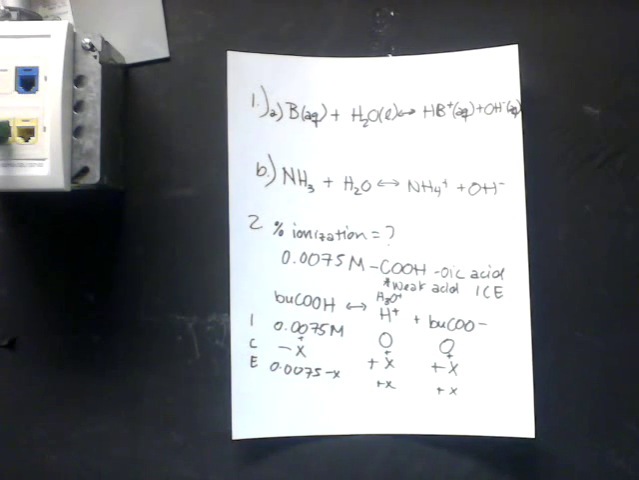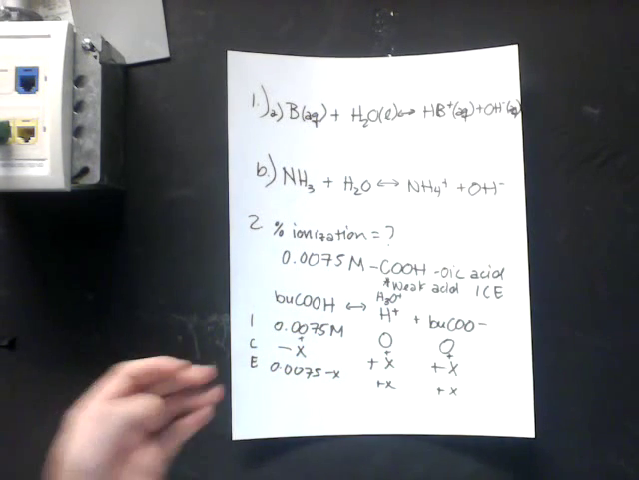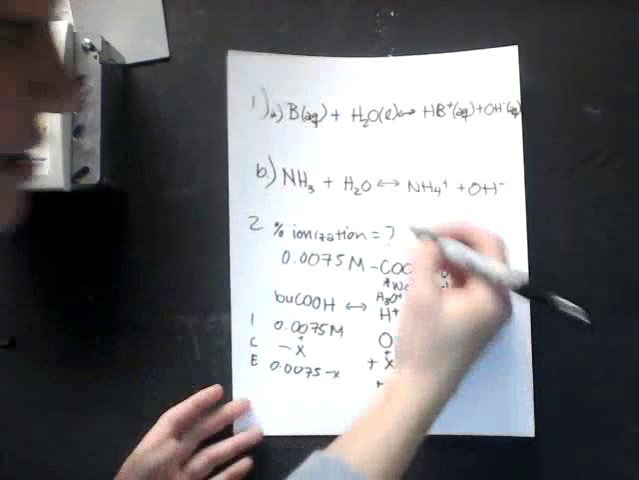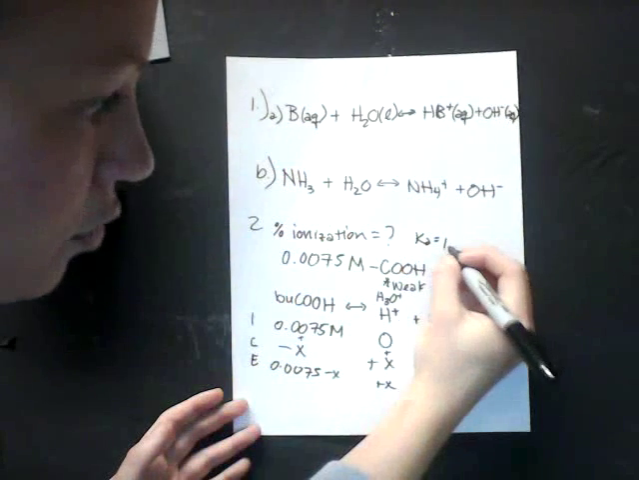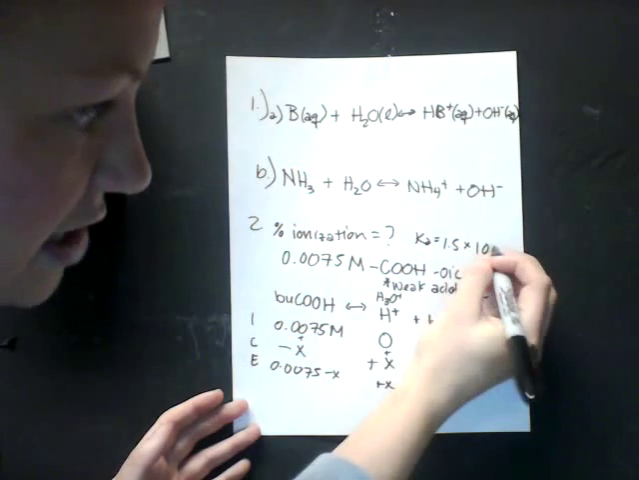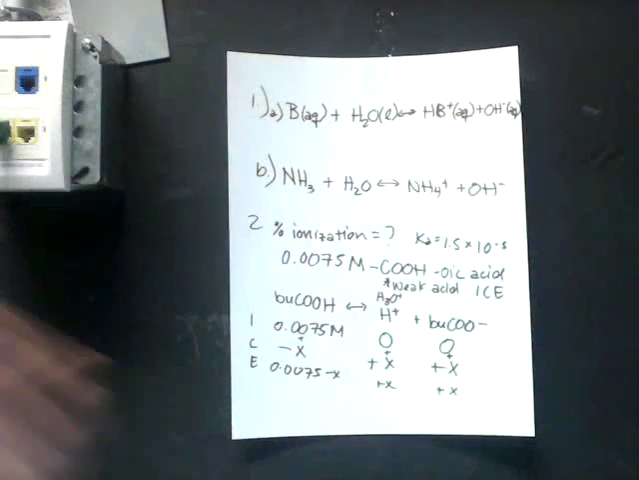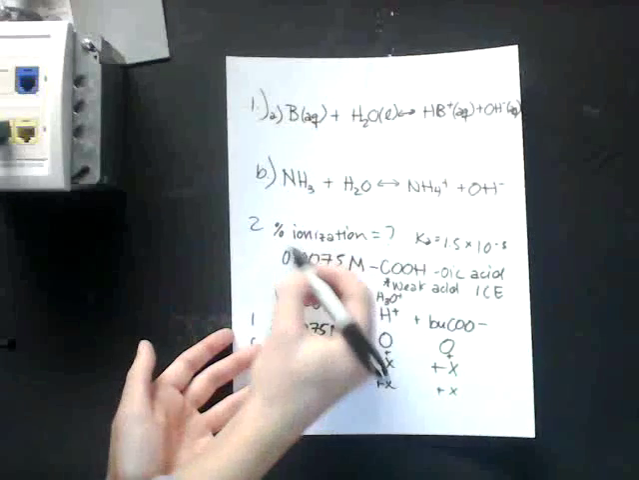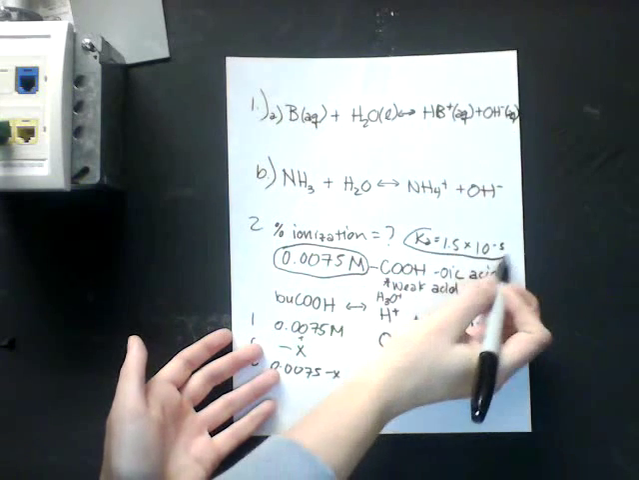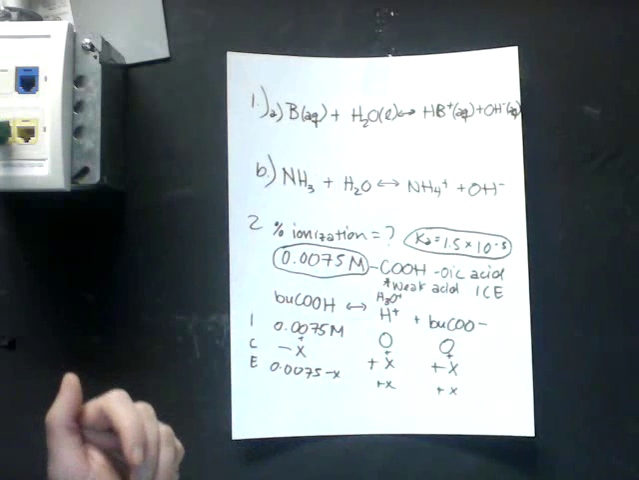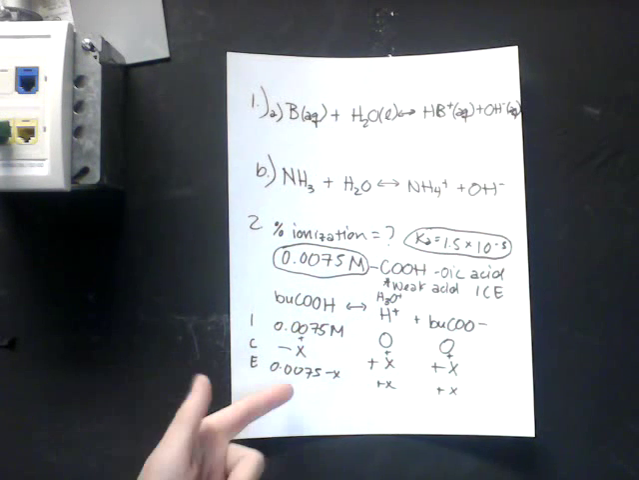So now, they also gave me a Ka value in parentheses. My Ka is 1.5 times 10 to the negative 5. So this is given, and this is given. Those two values are given, right? So this is my ICE chart.